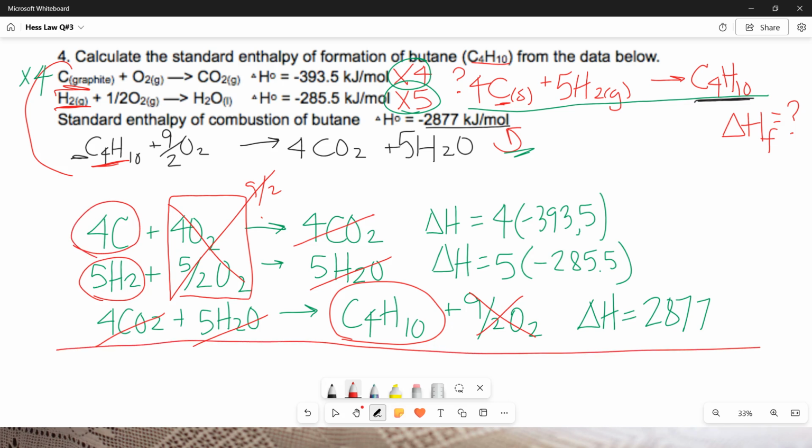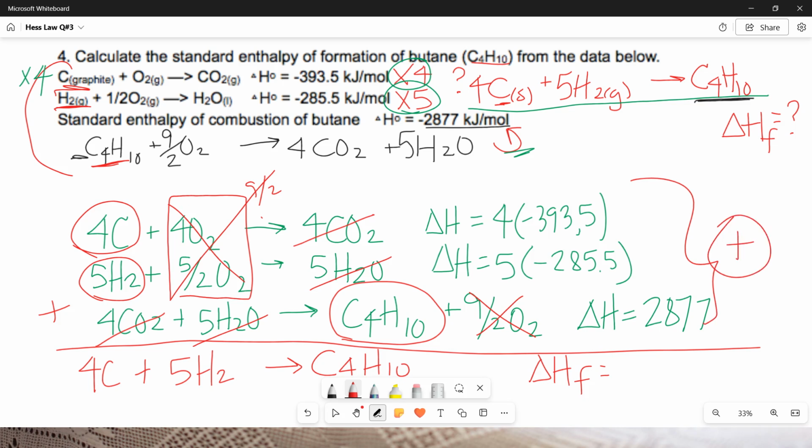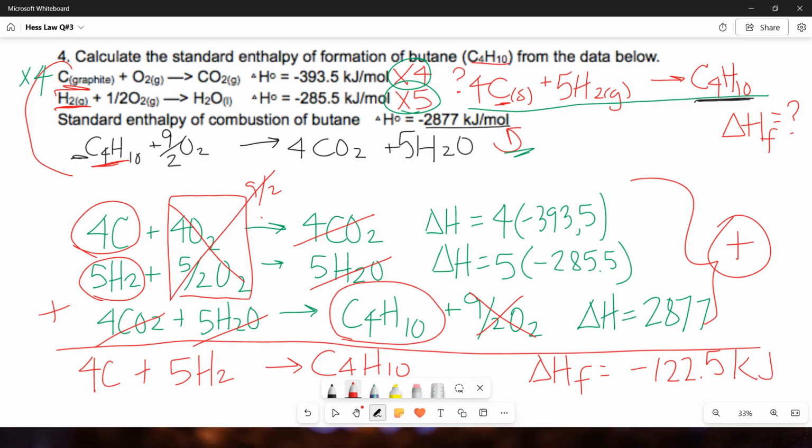So let's go ahead and add these reactions together. I'm going to get 4 C's plus 5 hydrogens produces C4H10. And that is the desired reaction that we wanted. So the heat of formation of this is going to be the sum of these 3 reactions. So let's go ahead and add those together. Multiply and add, because we have a lot of math there. When we do that, we're going to come out with a negative 122.5 kilojoules for this problem.